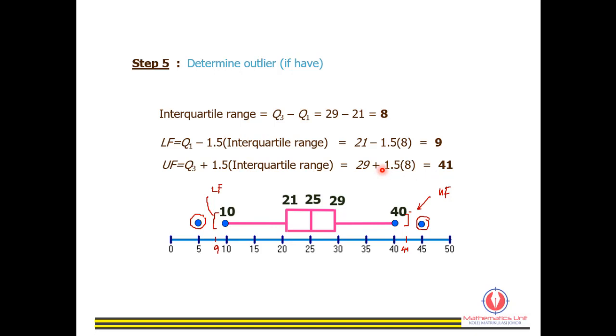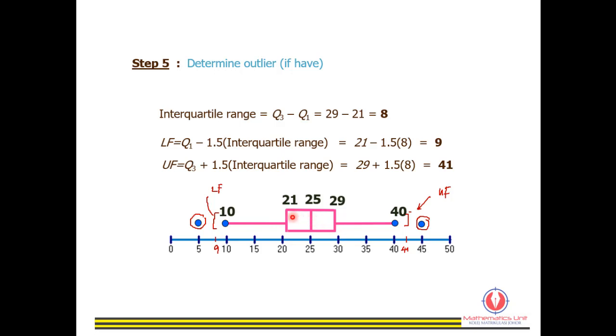After we get the first quartile, median, third quartile, lower fence, and upper fence, we draw a box. First we plot the median. This is the median. Plot the first quartile. Plot the third quartile. And from these three values, we draw a box. After we draw the box, we plot the upper fence and lower fence. The lower fence is 9, the upper fence is 41.